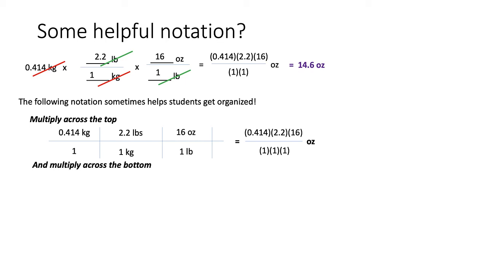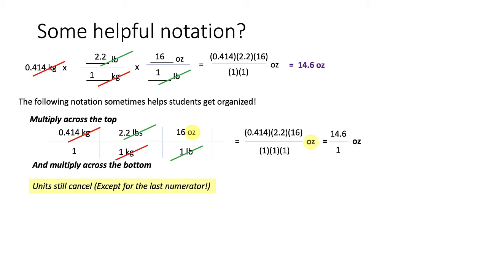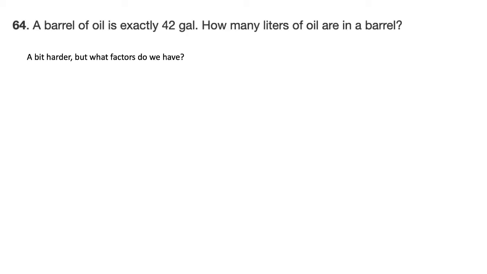But I would encourage you to do the fractional approach if at all possible. It is really good for your continued math skills, but if this helps you get the right answer, definitely go for it. It is the exact same thing. So units again still cancel except for the last numerator, and that gives us the value that we want: 14.6 ounces, 14.6 over 1, which again is just 14.6 ounces.